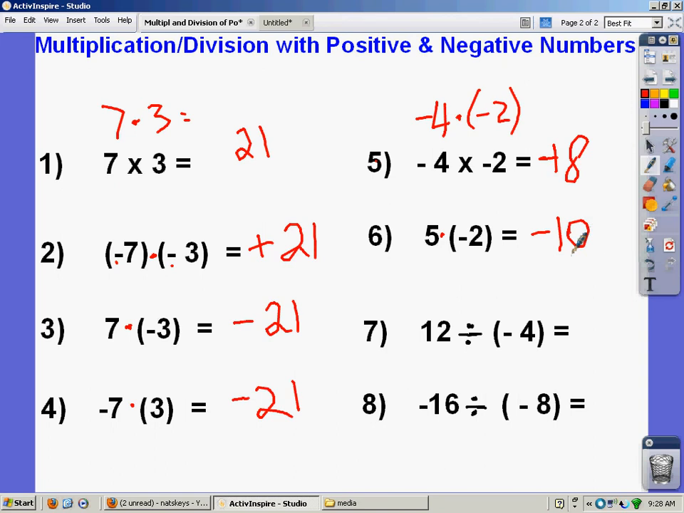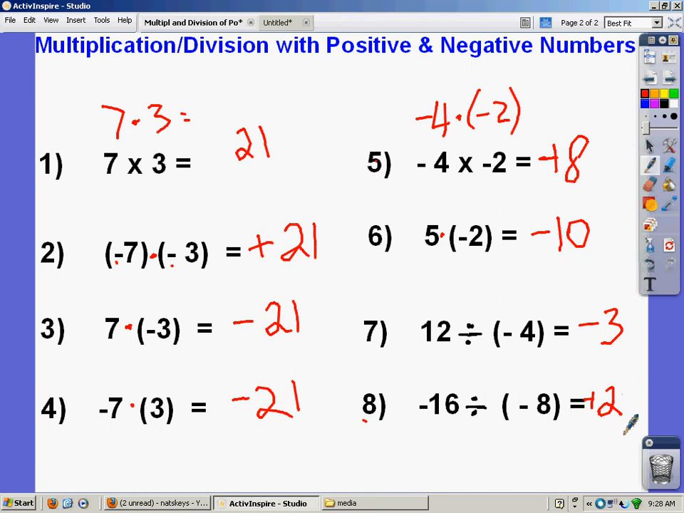Now, we have been doing multiplication rules, but the same rules apply to division. So let's apply them to division for 2 examples. 12 divided by negative 4. The signs are different, so the answer will be negative. And now you just do what's 12 divided by 4, and that is 3. So the final answer is negative 3. Example number 8, negative 16 divided by negative 8. Both numbers are of the same sign, and so the answer would be positive. Positive what? 16 divided by 8 is 2. So the final answer is just 2.